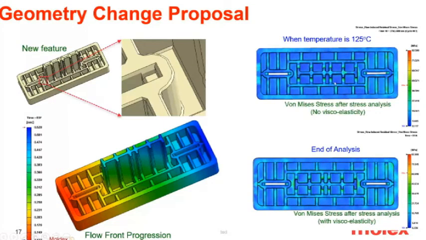The first one is the result from stress analysis without viscoelasticity. This one is the result with viscoelasticity, and we don't see much stress concentration. So we think this geometry change will be good and can solve this issue, and that's what we actually did. And in the actual part we didn't see the cracks eventually. So this is a good example of how we use the Moldex3D stress analysis.